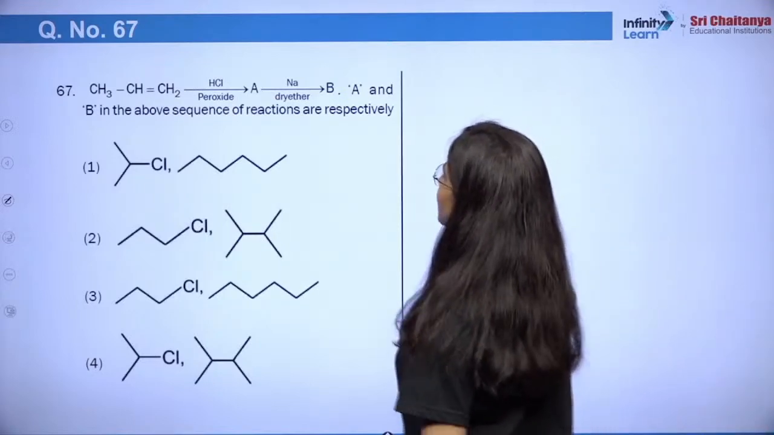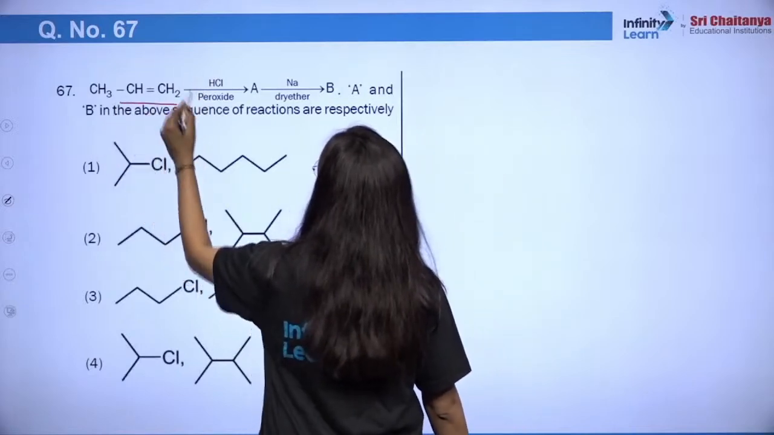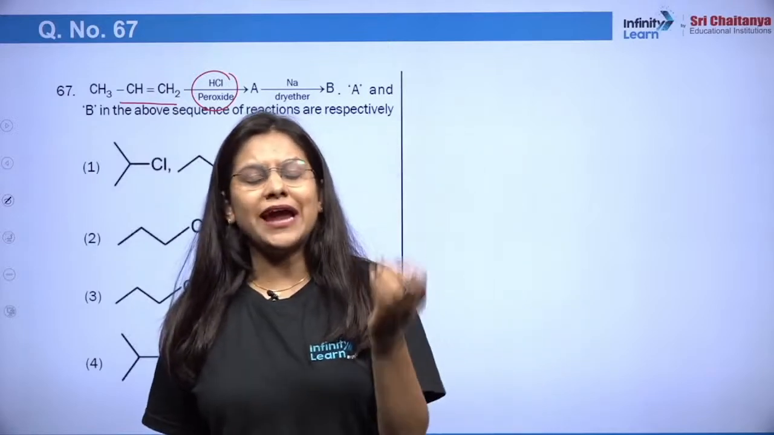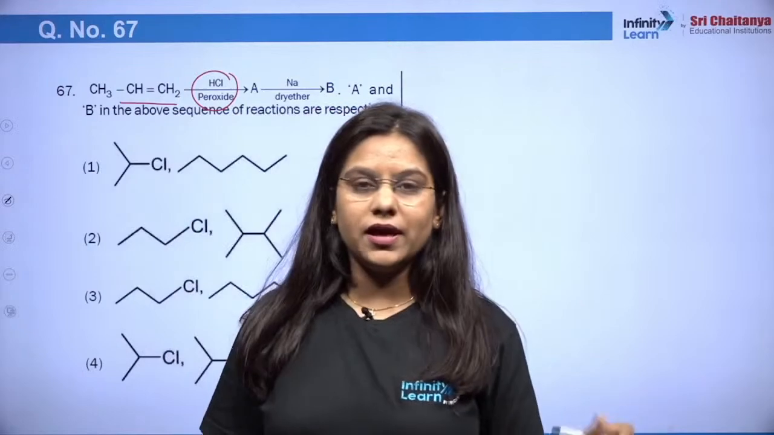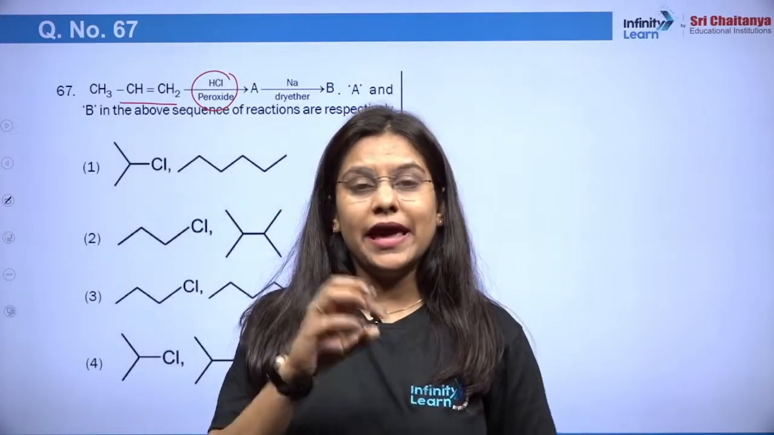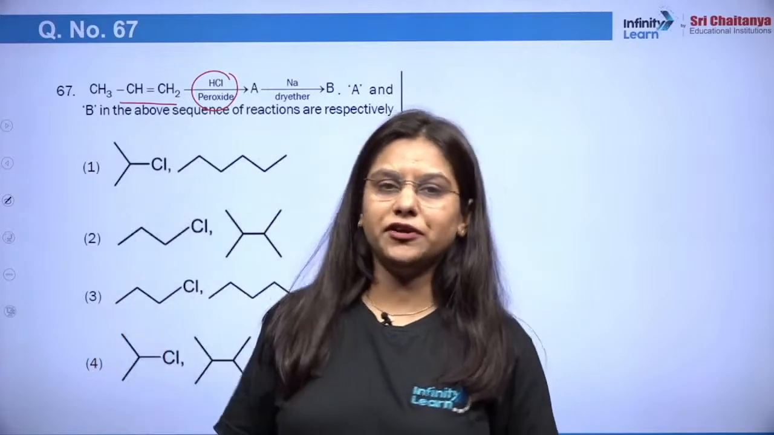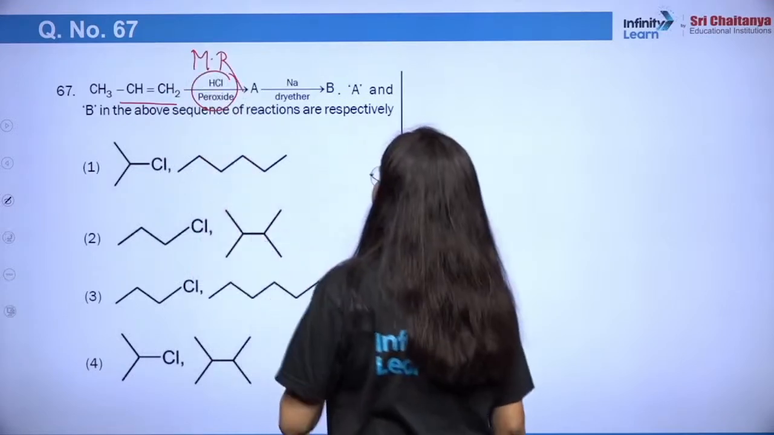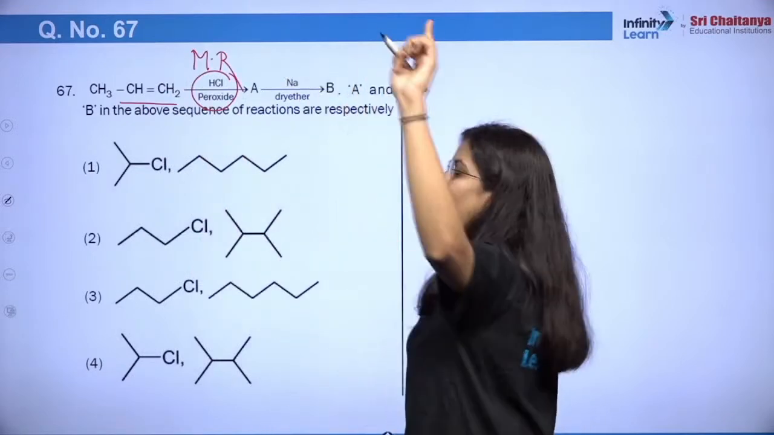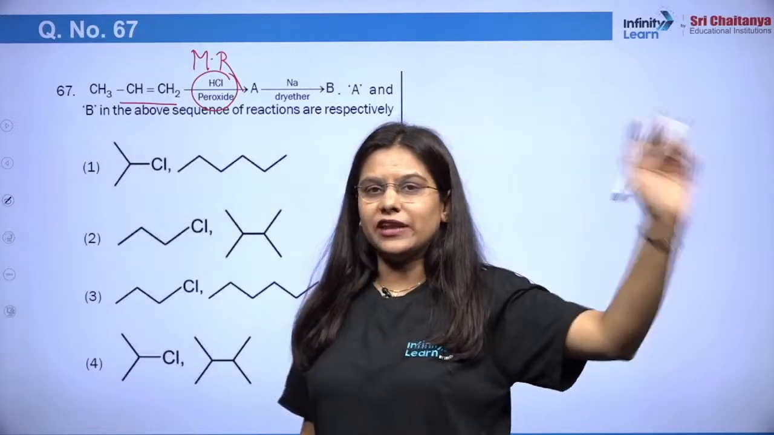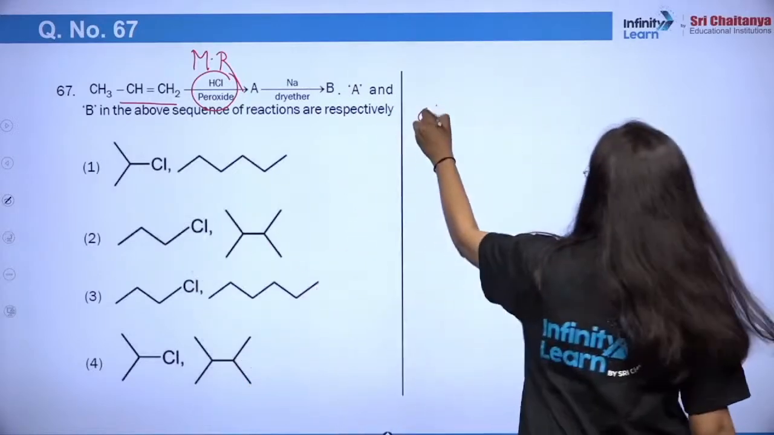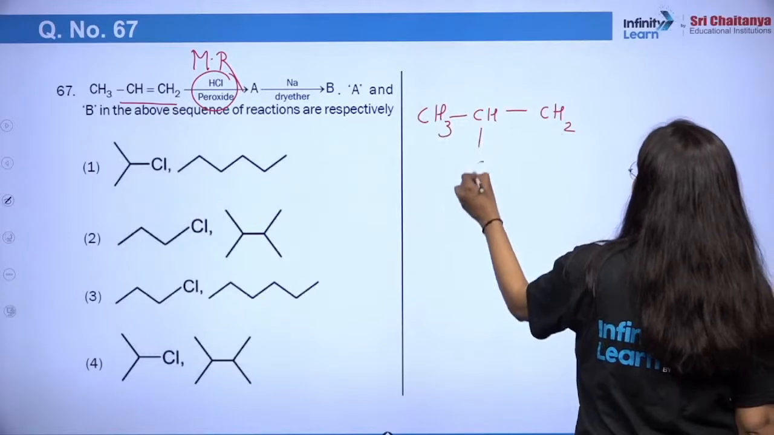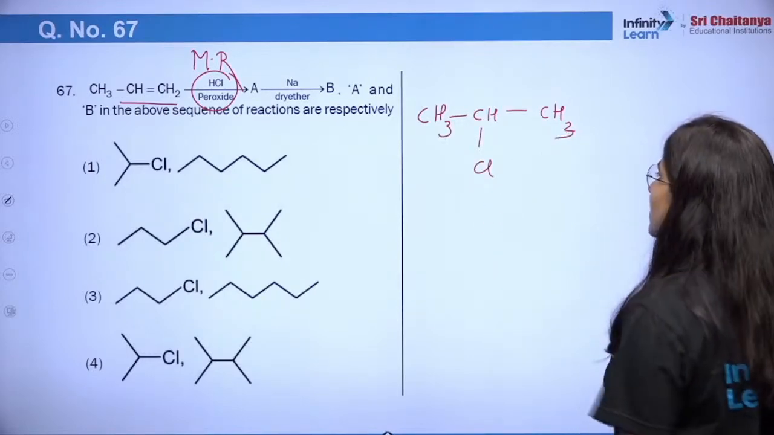This is our compound alkene. I am reacting alkene with HCl in the presence of peroxide. So peroxide works only in the presence of HBr. In the presence of HCl, the reaction will not be altered by peroxide. It will react according to Markovnikov rule. So according to Markovnikov rule, Cl will go to the carbon which has less number of hydrogen atoms. So Cl will come here and H will come here. So this will be my A.